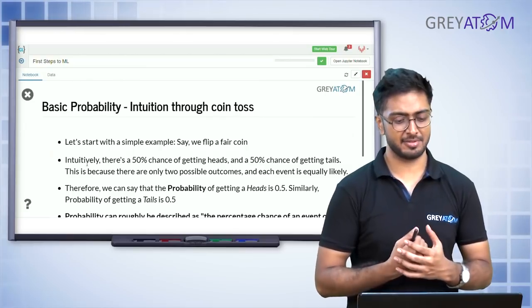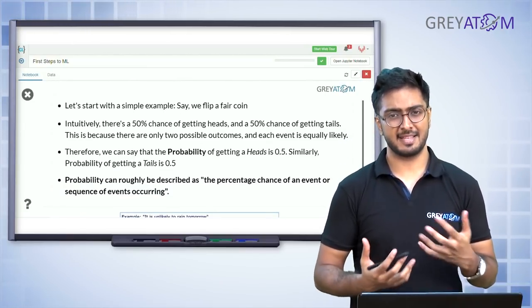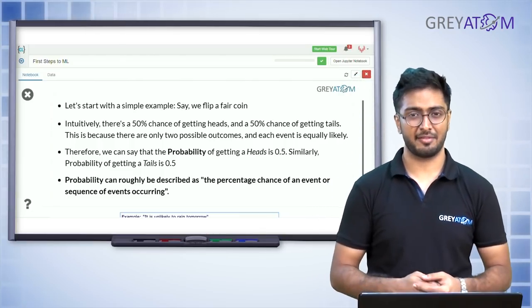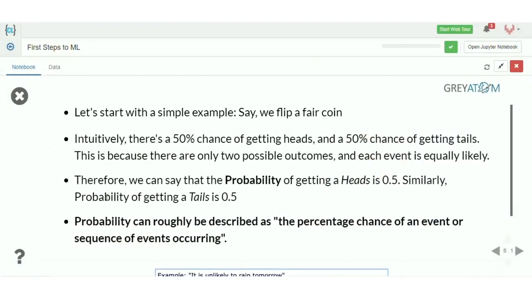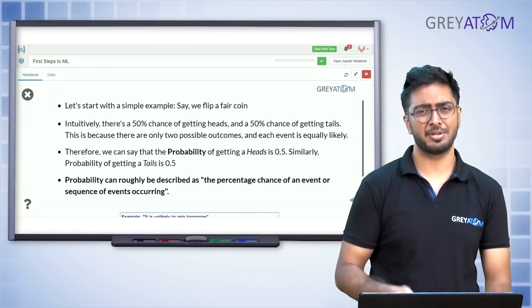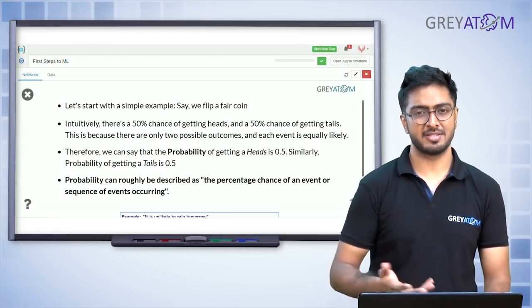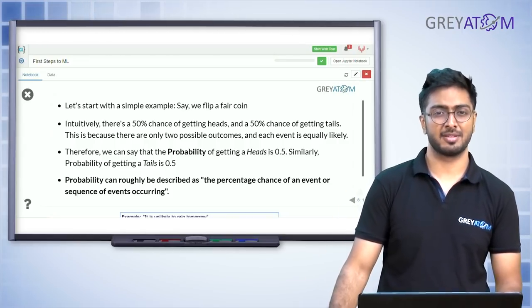So now, basic intuition of probabilities. Let's start with a simple example: flipping a coin. Intuitively, there is a 50% chance that you would get a head and a 50% chance that you would get a tail. This is because there are only two possible outcomes. Therefore we say that the probability of a head coming up in the toss of a coin is 0.5, and the probability of a tail is 0.5. Probability can roughly be described as the percentage chance of an event or a sequence occurring. So you flip a coin and there's a 50% chance that it would be a head and 50% that it could be a tail.